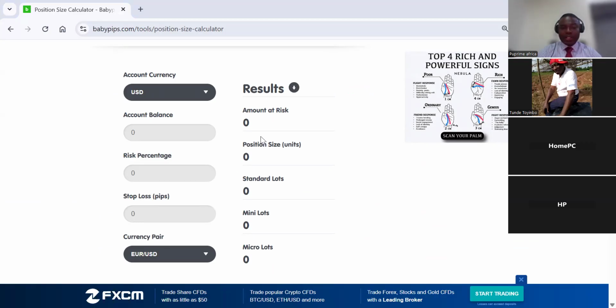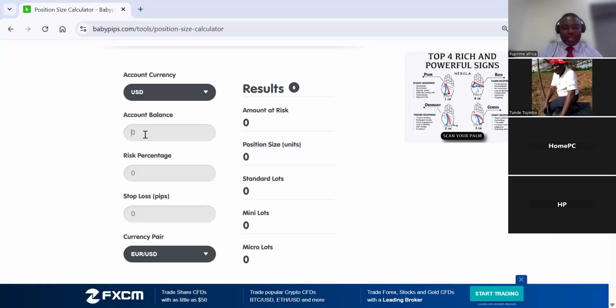Now you can see under the result, everything is 000. We have not inputted any data onto the left side, so there's no data yet for the result segment. We're going to put in data now to the left-hand side, then we'll click on calculate, which will now give us a result on the right-hand side.